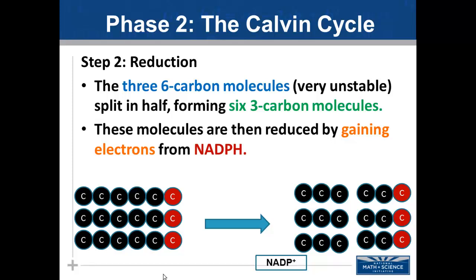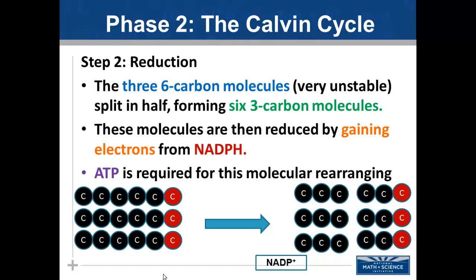Once it has given that back up, it goes back to being NADP+. Just like a taxi driver, right? Once he or she drops off their passenger, they're able to take on a new passenger. And so this NADP+ will basically be recycled. It'll shuttle back to the light reactions, pick up more electrons, and then come back. Okay, so this cycle is going on over and over and over again.